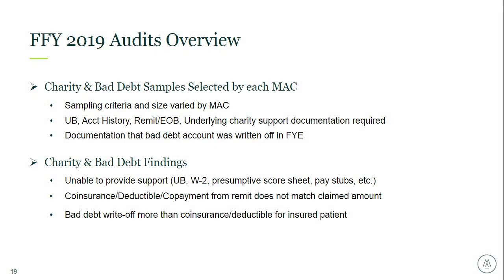All right, so moving on to the overview of what we're going to cover. Just like the 2018 audits, there were samples selected from both the charity and bad debt listings, as well as issues on providing the support and some of the findings as well.